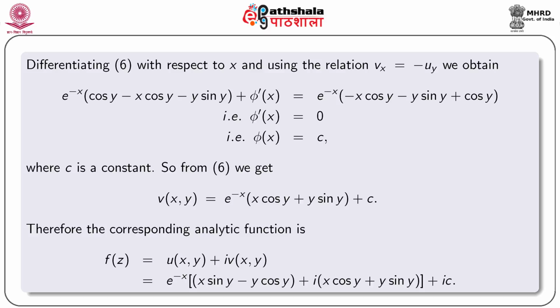Now, we differentiate this equation with respect to x, and we use the relation vx equal to minus uy, and from this we obtain phi dash x is 0. So, after integrating, we get phi of x is a constant c. So, we obtain v of xy equal to e to the power minus x times x cos y plus y sin y plus c. Therefore, the corresponding analytic function is given by f of z equal to u of xy plus i v of xy. So, we just put the values of u and v here, and we obtain our corresponding analytic function.